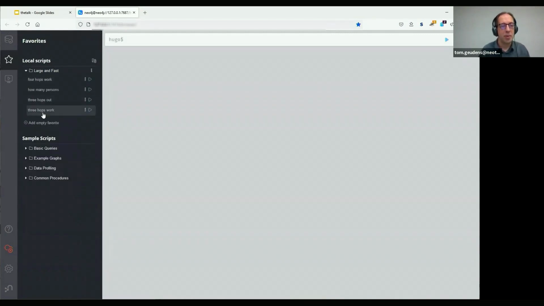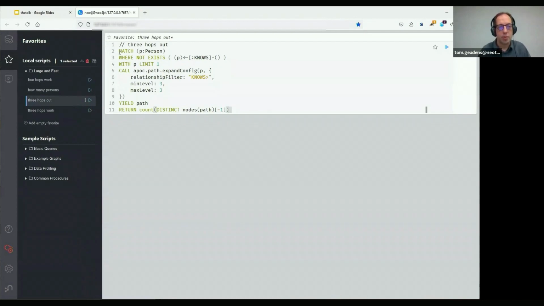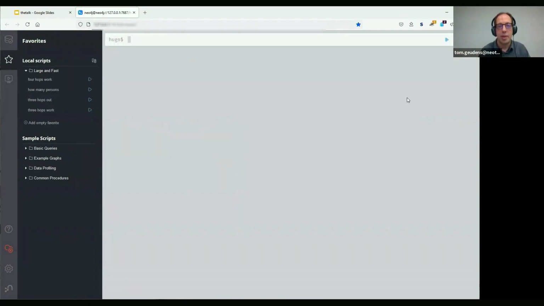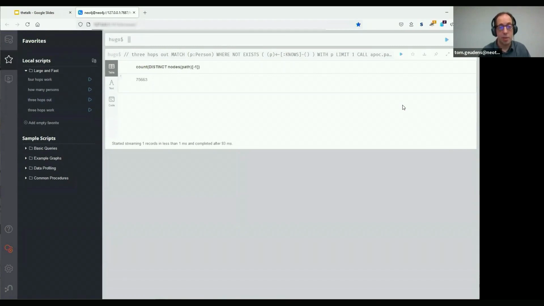Let me do a query. The query itself is not that important, but what I'm doing is what I just described. I pick one person, and I'm going to walk 3 hops out and check how many people I find. And that immediately returns and tells me that I touched 75,000 people, 93 milliseconds. You can ignore that.